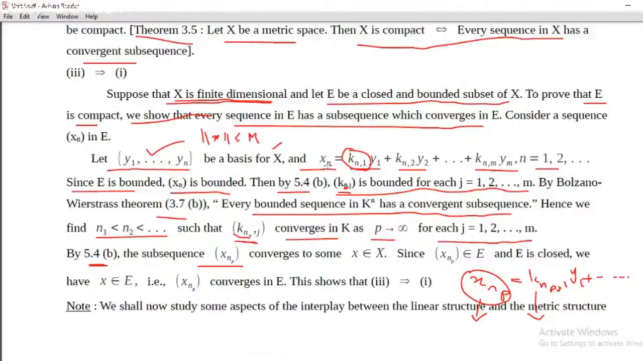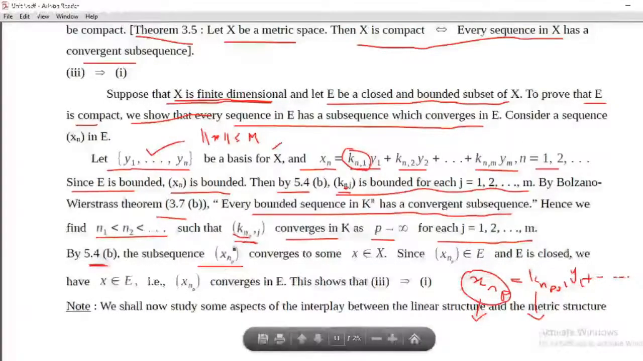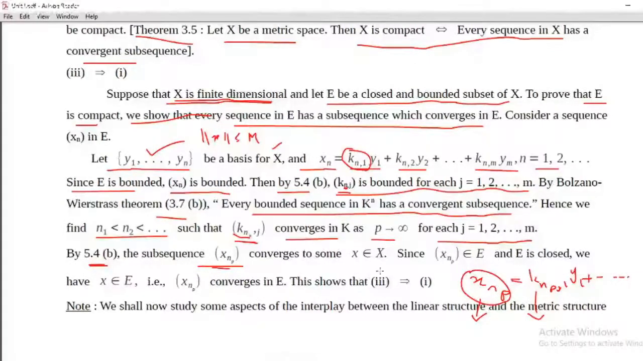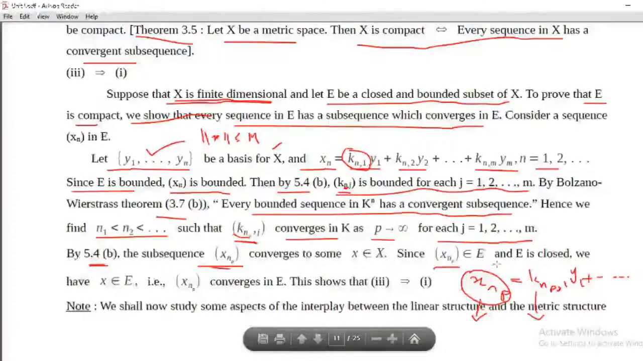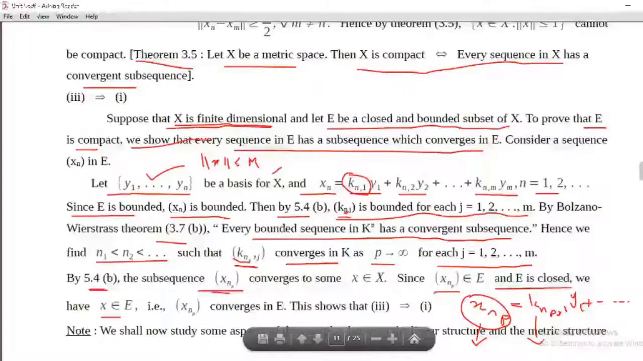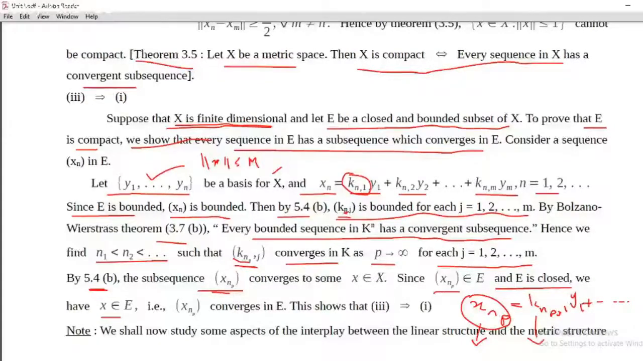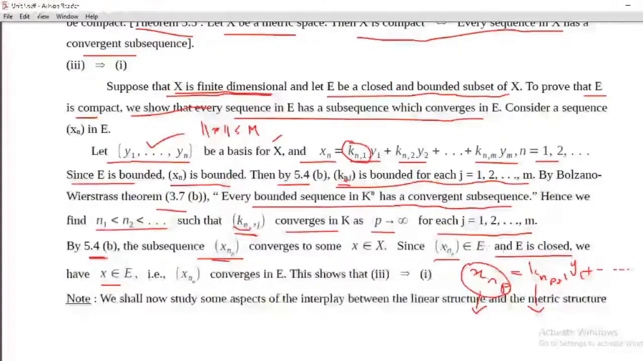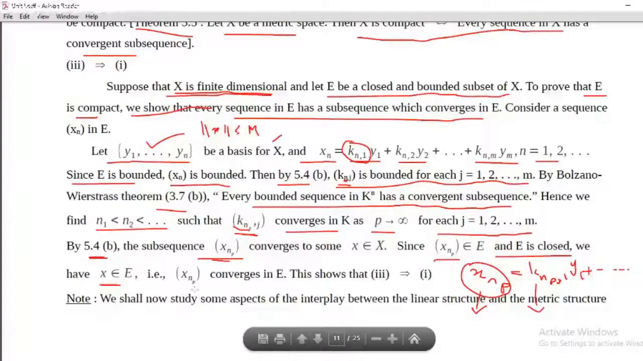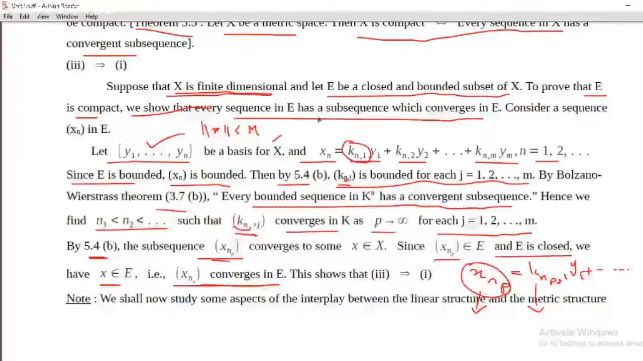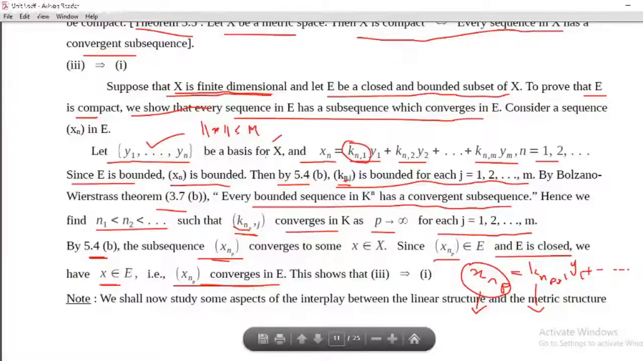5.4b says that xn equal to kn1 y1 plus kn2 y2 plus etc. plus knm ym converges if and only if the sequence knj converges. Therefore, the sequence knpj converges implies the sequence xnp converges. Since the sequence xnp belongs to E and E is closed, we have x belongs to E, because in a closed set, a convergent sequence in the set converges to an element of the set. Therefore, x belongs to E. This subsequence of the sequence xn converges in E. That is, the sequence xn has a convergent subsequence in E.